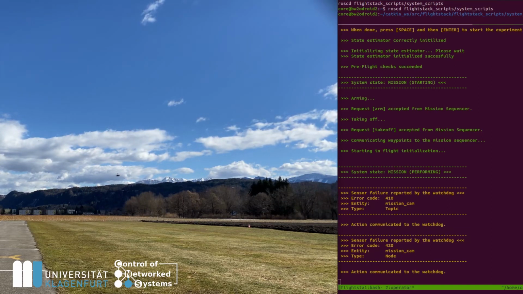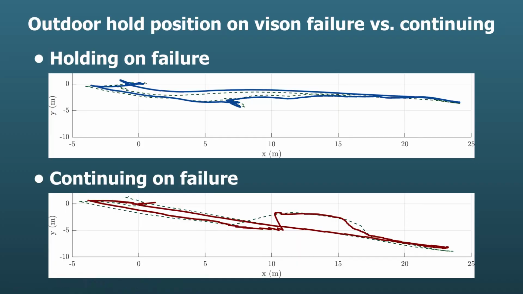Thus, the vision information diverges from its previously accurate position, causes a positional step for controls, and requires a recovery time for the estimated pose of the system. This graph shows the difference between holding in place or continuing for the last two scenarios.